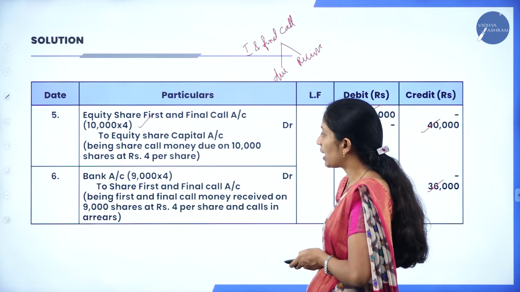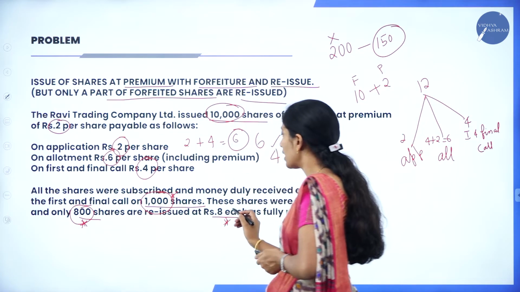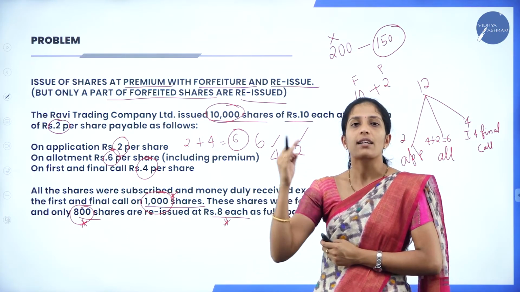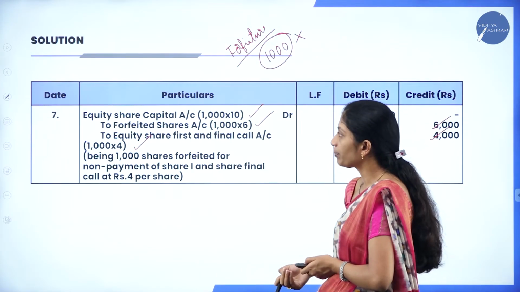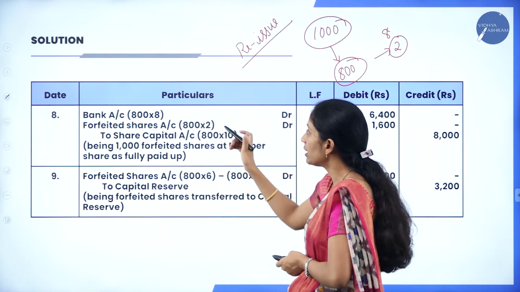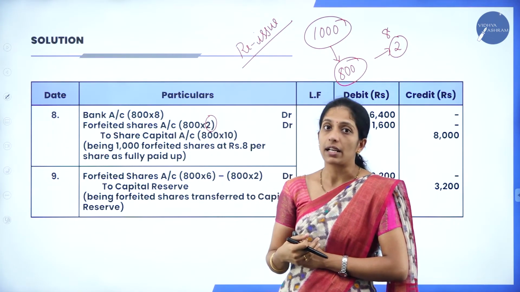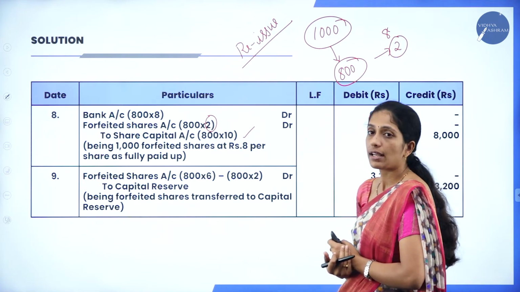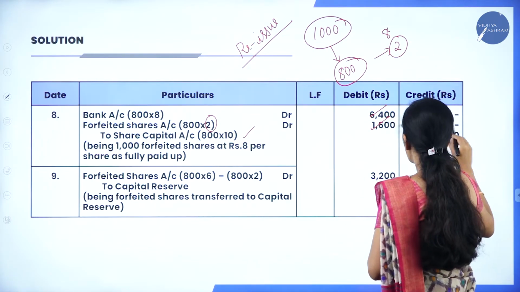Now go through the problem there. So out of 1,000 shares they are going to reissue only 800 shares at rupees 8 each. In the sense, 2 rupees is what? Discount. So that discount has to be transferred to forfeited shares account. Now what would be our entry? Bank account, that is 800 into 8, forfeited shares account, that is discount 800 into 2, to equity share capital account 800 into 10. So 800 into 8, 6,400; 800 into 2, that is 1,600; 800 into 10, that is 8,000.